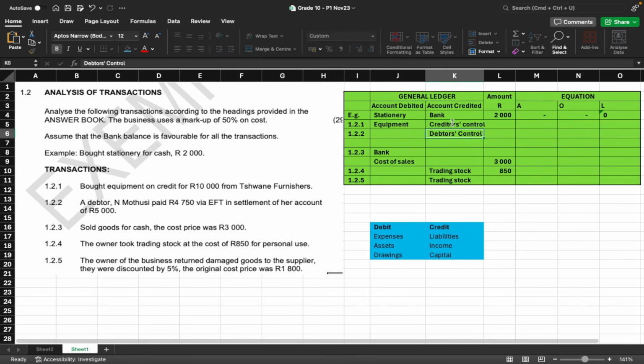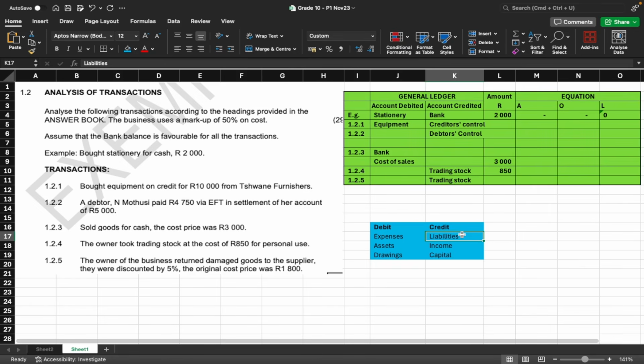Now, creditors control is a liability. Whenever your liabilities increase, you put it on the credit side. That's why it's account credited, creditors control. And you can see here in our acronym, liabilities is credited. So whenever I buy anything on credit or I take out a loan, I know liabilities is involved there and I have to credit the liability.